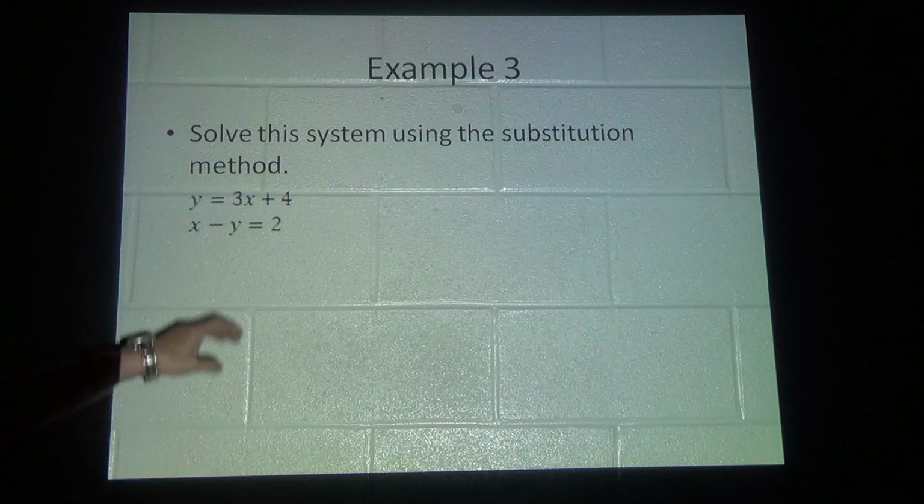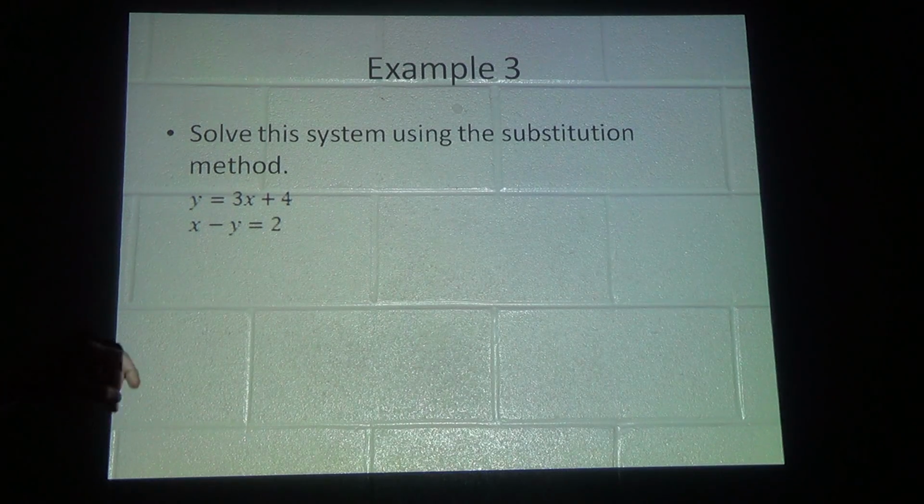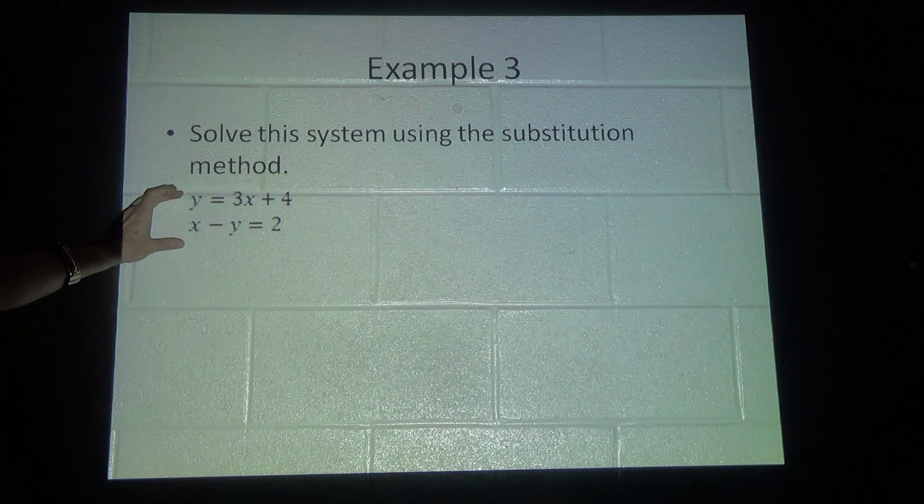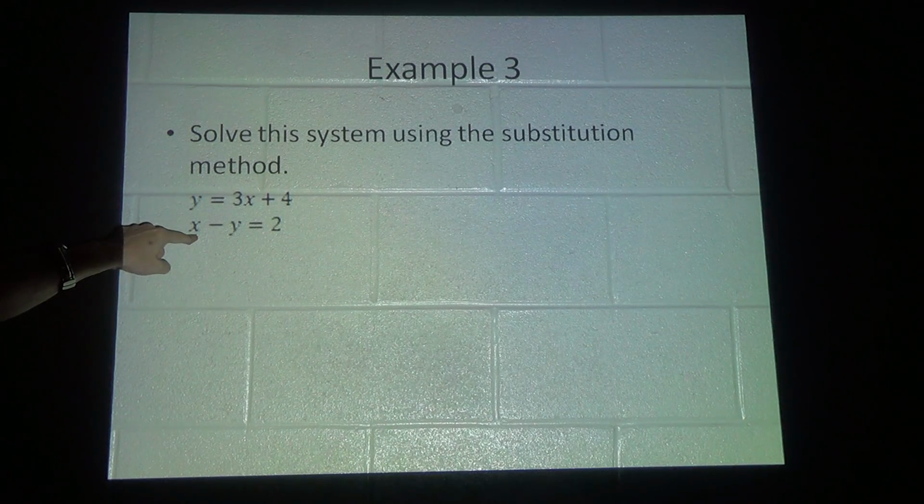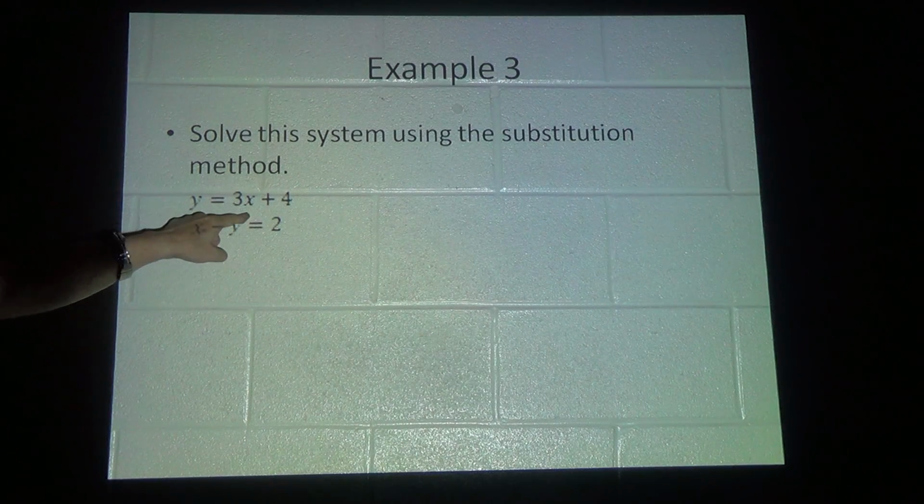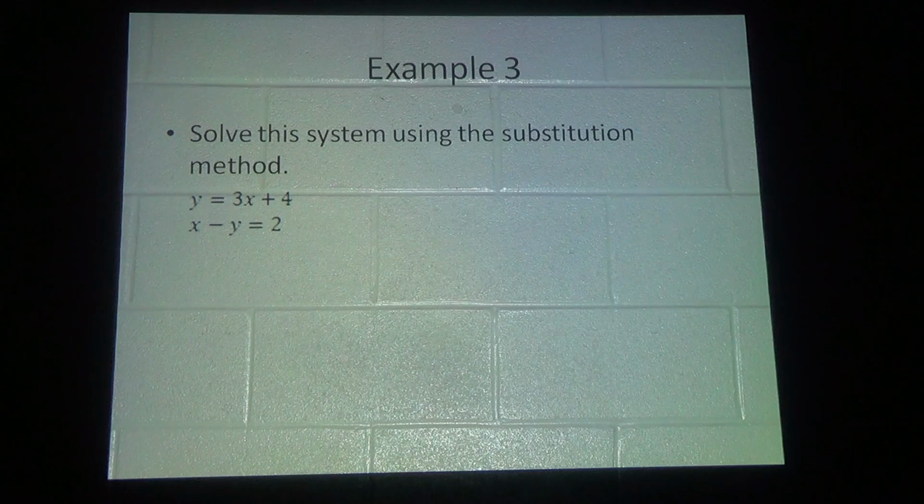Alright, now the last two examples here, example 3 and example 4, we're going to use the substitution method. So this means we're going to solve one of the equations for one of the variables. In this case, we already have one that says y is equal to 3x plus 4. So this means wherever y appears in the second equation, we can substitute 3x plus 4 in for it. So we're going to do that.